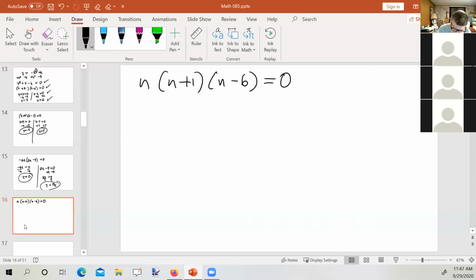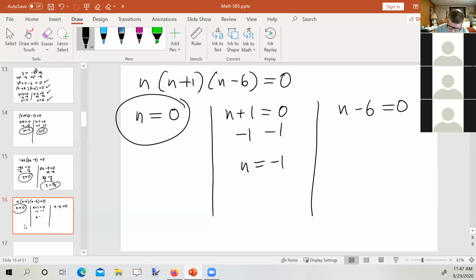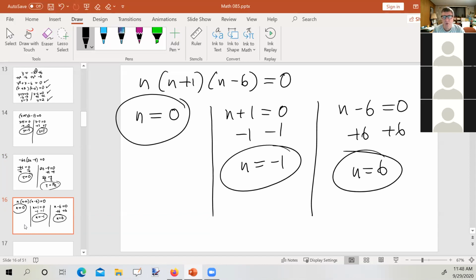So we'll take each factor that contains a variable, set it equal to 0, and solve it. If n equals 0, well then n equals 0. So that's the solution to the first equation. Subtract 1 from both sides, n equals negative 1 is the solution to the second equation. Add 6 to both sides, n equals 6 is the solution to the third equation.